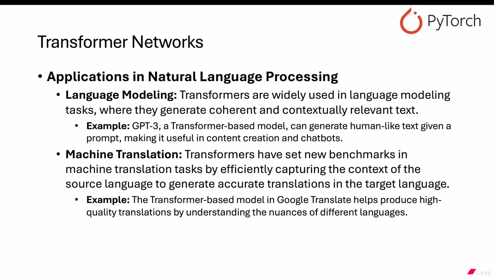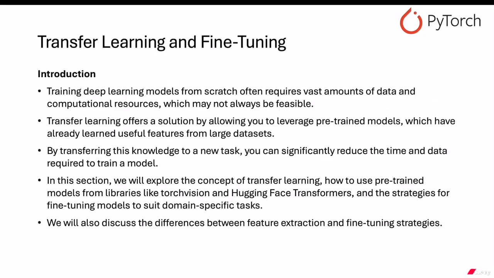Machine translation. Transformers have set new benchmarks in machine translation tasks by efficiently capturing the context of the source language to generate accurate translations in the target language. Example: the transformer-based model in Google Translate helps produce high-quality translations by understanding the nuances of different languages.